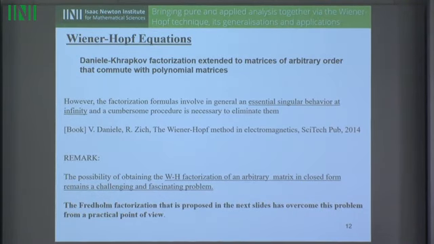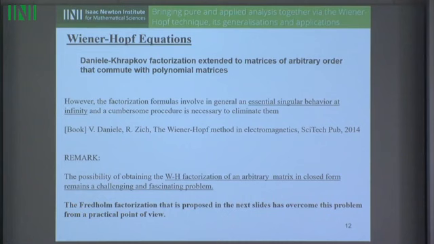This topic can be generalized to matrices of arbitrary order when the matrices commute with polynomial matrices. In this case, we have an extra problem. It comes out that in the middle of the procedure you get essential singularity behavior at infinity, and the book of Professor Daniele reports how to handle this kind of essential singularity with a procedure that is not reported here, and to eliminate such essential singularity.